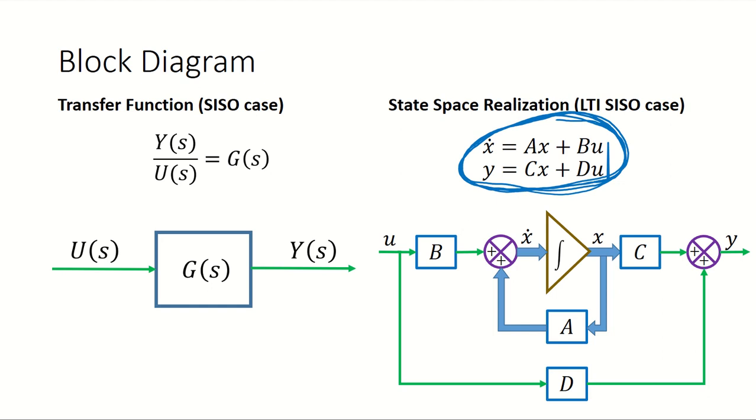And this is very simple, and it should be very easy for you to remember. You should remember this: x dot equals ax plus bu, y equals cx plus du. So this is the state space relation of LTI SISO. Transfer function you already know, so I'm not going into that. And how you represent this in a block diagram structure, you note this.